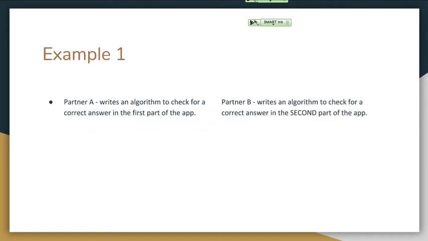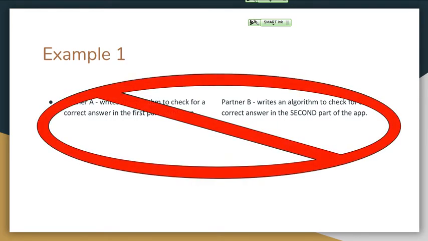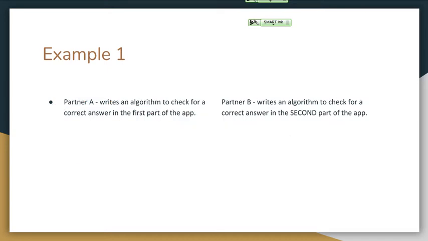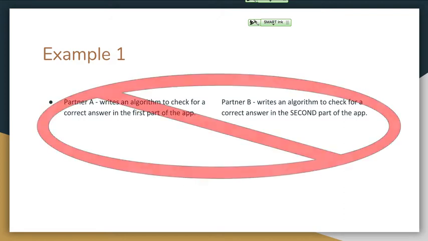For example, here's example 1. Partner A writes an algorithm to check for a correct answer within the first part of the app. And partner B writes an algorithm to check for a correct answer in the second part of the app. Well, that would actually be incorrect because both algorithms, as you can see, are checking for an answer. They're doing fundamentally the same thing. So you can't write the same algorithm and each take credit for it.